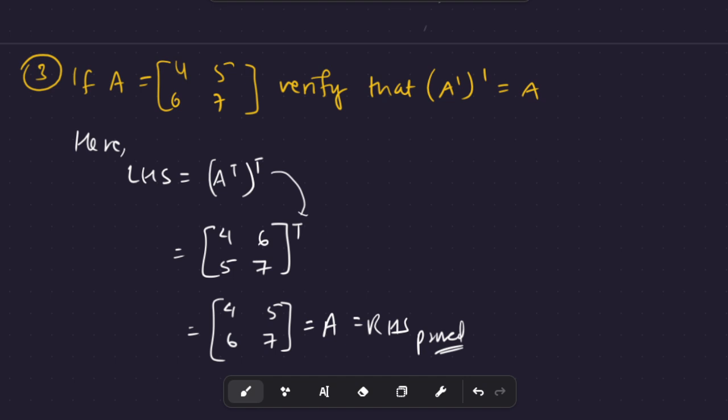It is the property of transpose as well. Whenever we take the transpose of a transpose, the original matrix will be formed. A transpose whole to the power T equals matrix A. The transpose of the transpose is equal to the original matrix.